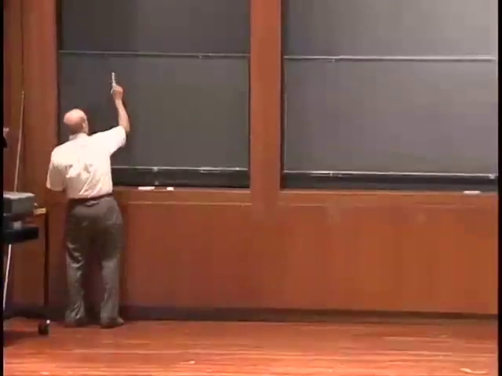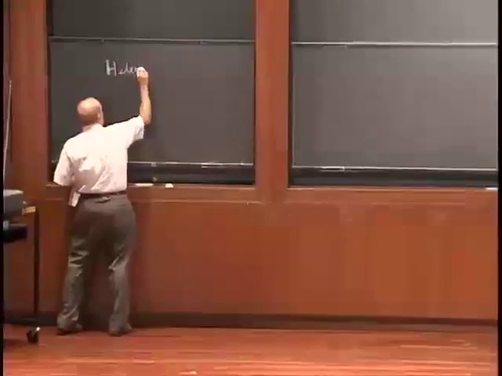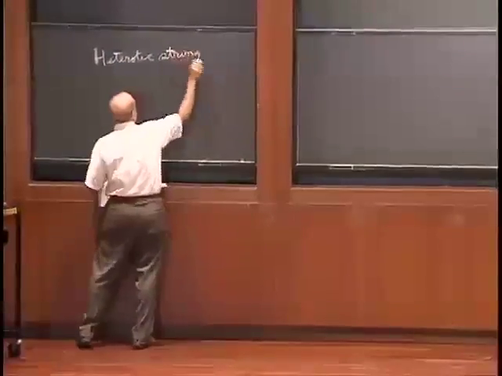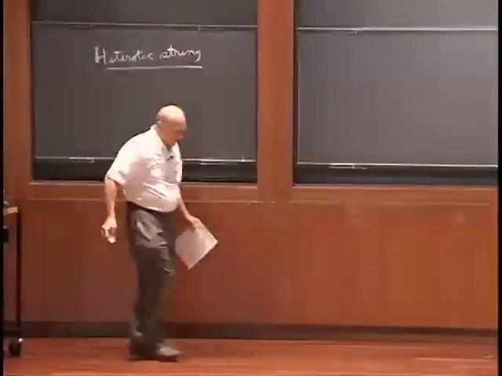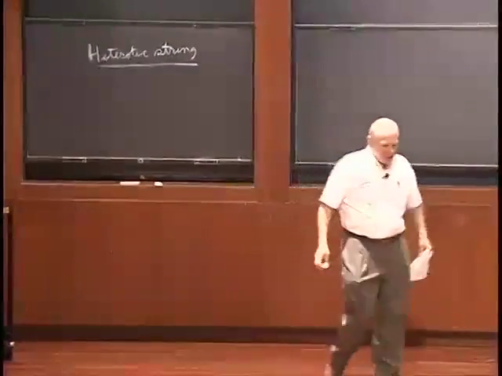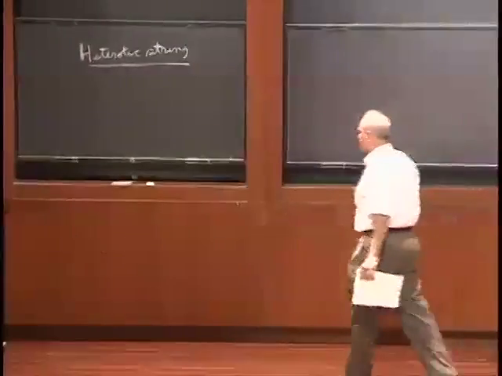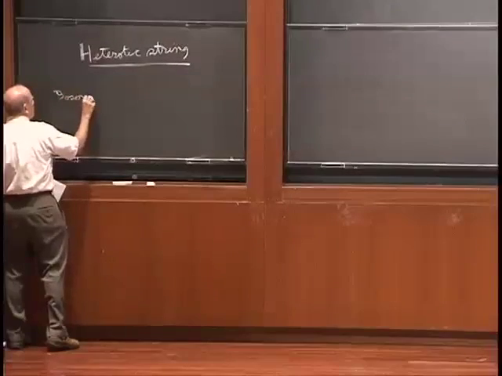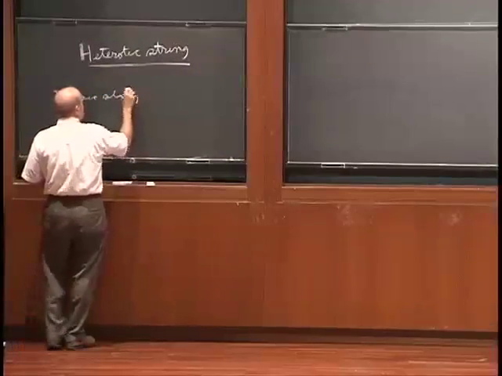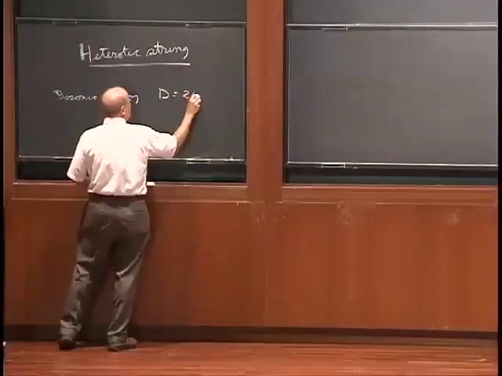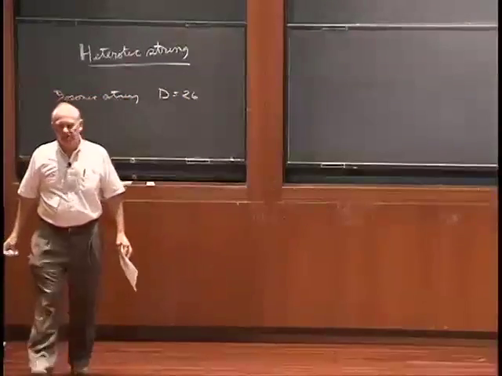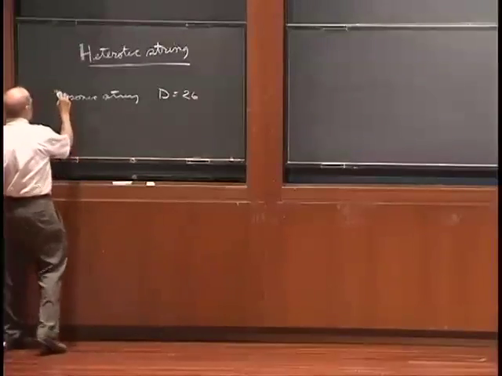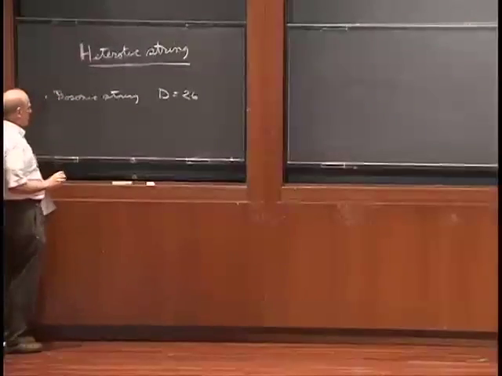So what is the heterotic string? That's what we want to discuss now. Historically, the bosonic string was discovered first, and it has a critical dimension of 26, in which everything is consistent except the fact that there's a tachyon in the spectrum and that there are no fermions in the theory.